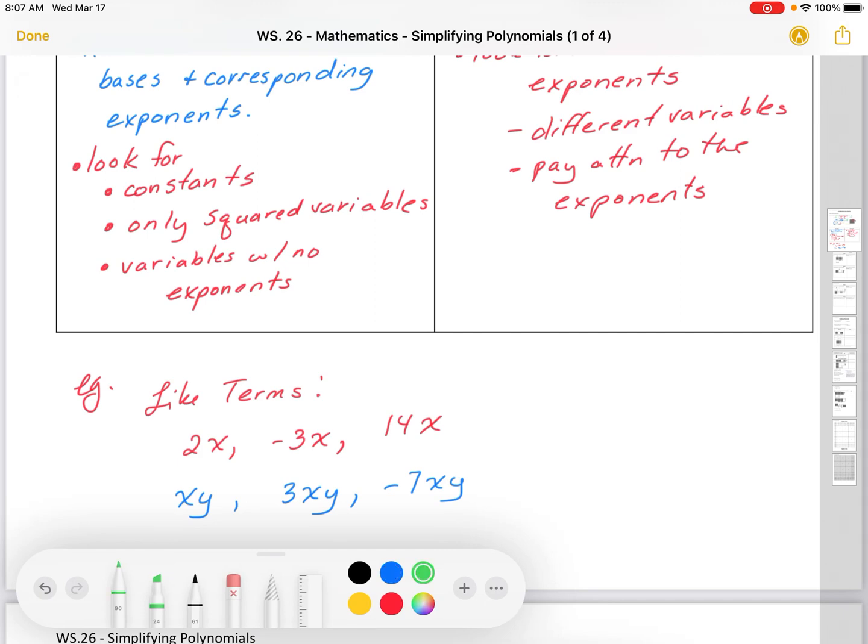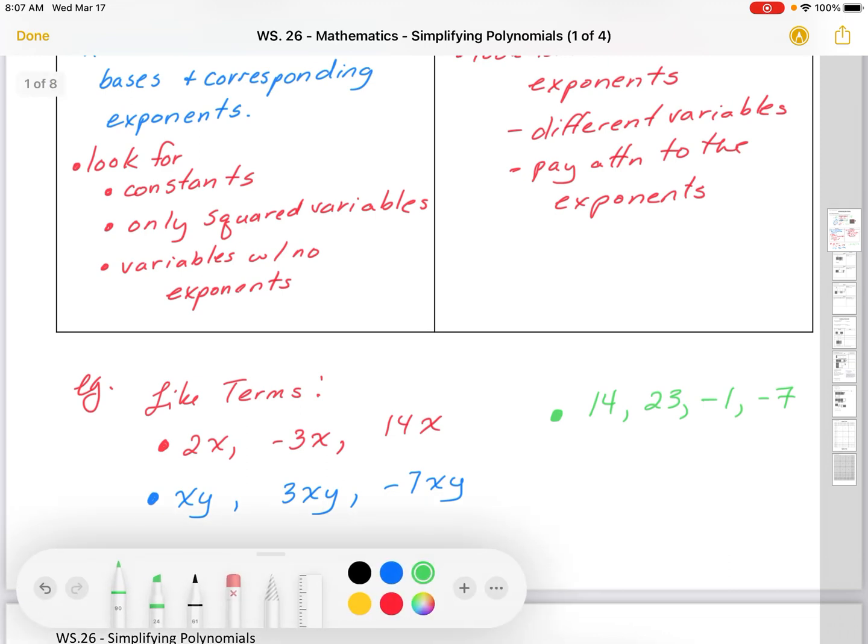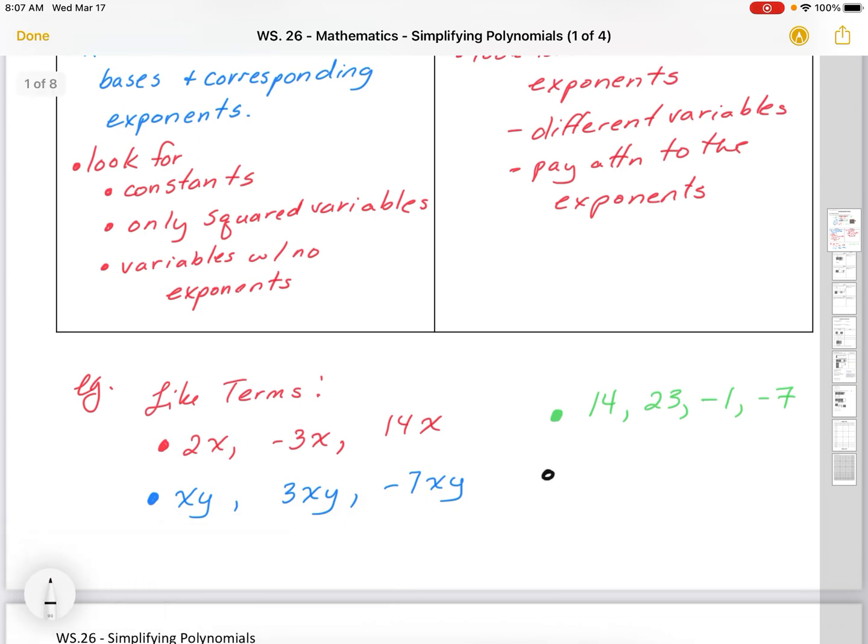All right. I'm just going to put some little bullets here for this. If I have some constants, so I have 14, 23, negative 1, negative 7, those are all like terms. And then finally, if I have 12x squared, 2x squared, so you see they're all x squareds, negative 3x squared, those are all like terms.